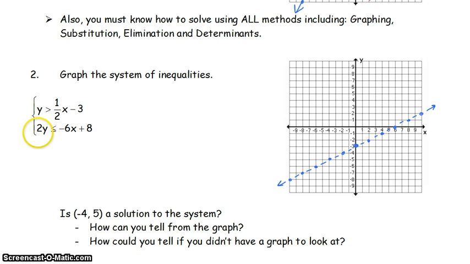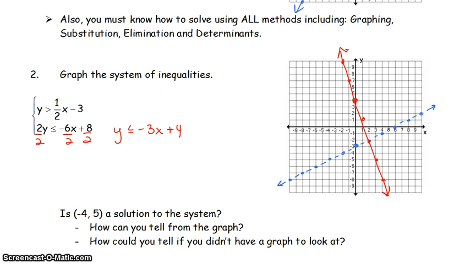Our second line, we've got to solve for y before we can graph it. So we've got y is less than or equal to -3x plus 4. So we've got our y-intercept of 4, a slope of -3, down 3, right 1, down 3, right 1, down 3, right 1. And this time we are going to have a solid line because it's less than or equal to. So we're going to connect our points with a solid line.